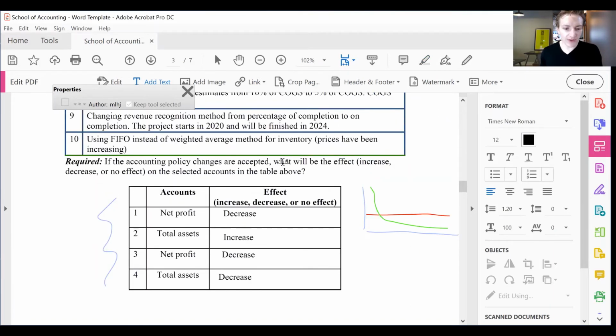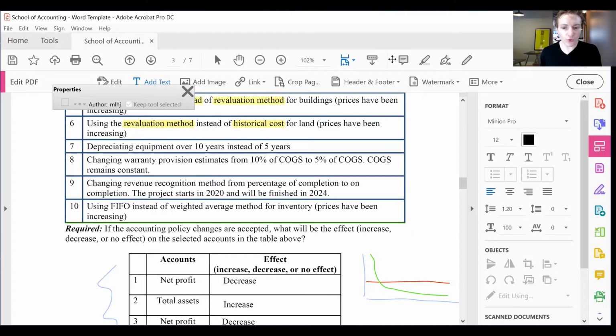The next one that you're being asked about is depreciating equipment over 10 years rather than over 5 years. Okay, so how would this affect things? Say the total amount of depreciation needs to remain the same. If you depreciate it over 10 years, that means your depreciation per year is lower than if you were to do it over 5 years. Under 5 years, you'd be shoving it into 5 years rather than 10 years. So think about it this way.